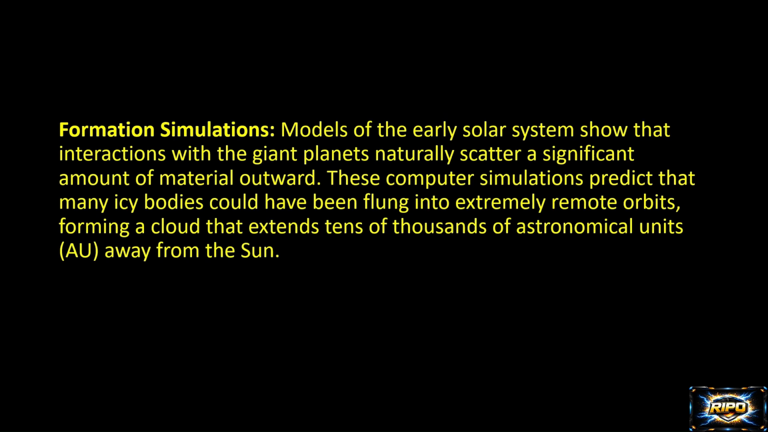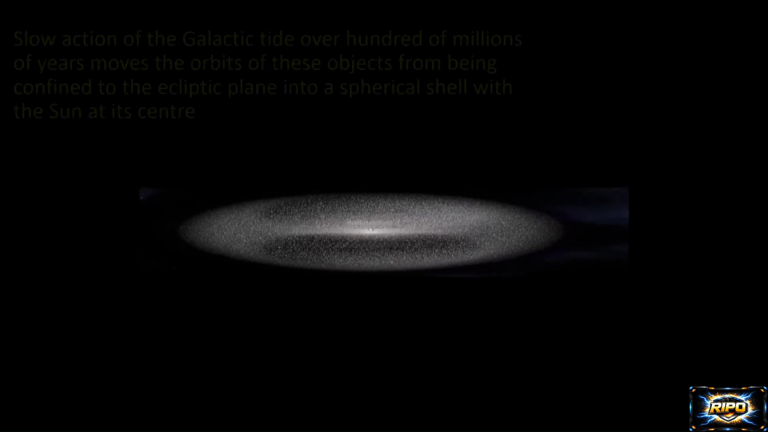The main evidence for the Oort cloud is the origin of long-period comets with their aphelion thousands of AU away from the Sun. Another strong piece of evidence is that models of the early solar system show that early in the solar system's history, giant planets scattered a significant amount of icy bodies outwards, and computer simulations predict that these would have been flung out into extremely remote orbits, and then the slow and steady interaction of the galactic tide would have changed these orbits from being in the ecliptic into more spherical shapes.